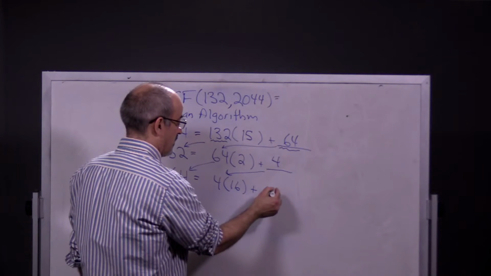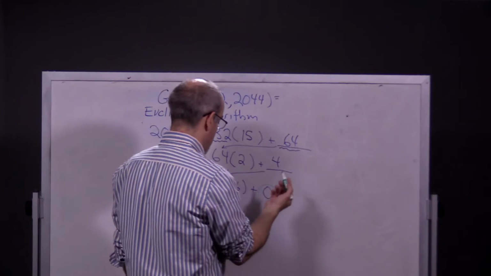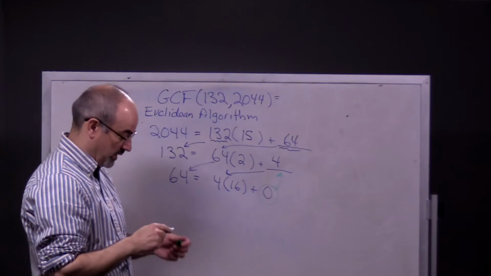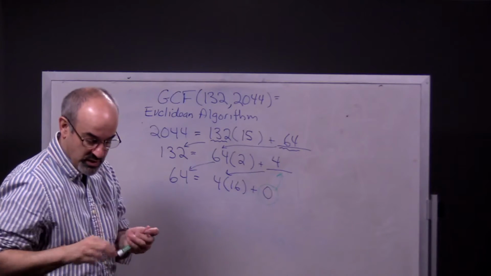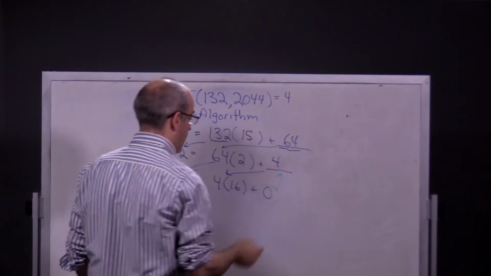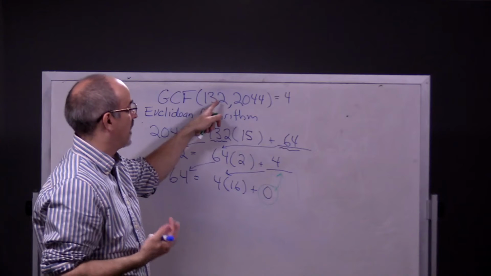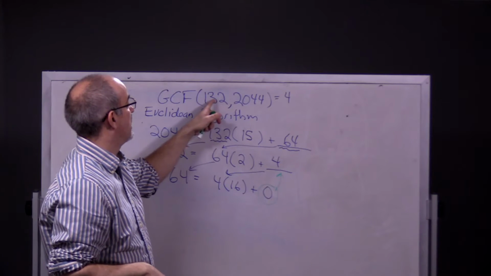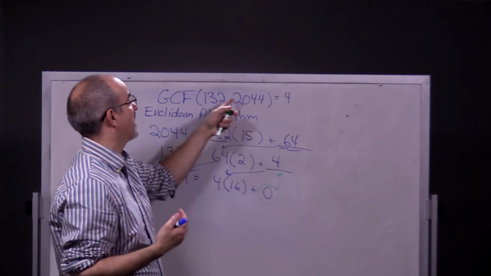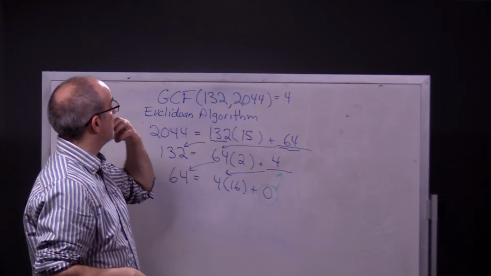So once you get to 0, which we just did, see, you have a 0 here. Once you get that, you're done. There's nothing else to do. The number above it is what the GCF is. So the GCF of 132 and 2044 is 4. Okay. Now see, that would have been harder to list out or do the prime factorization or find all the factors and list them out. So this method's really good.